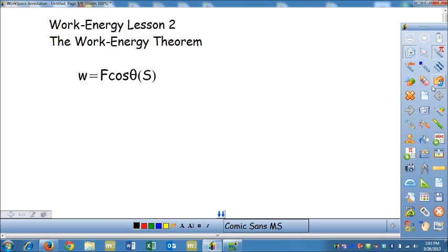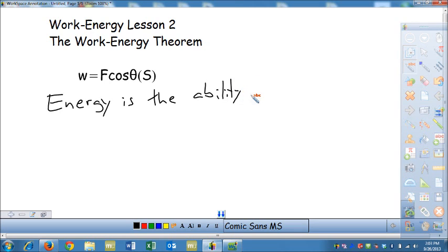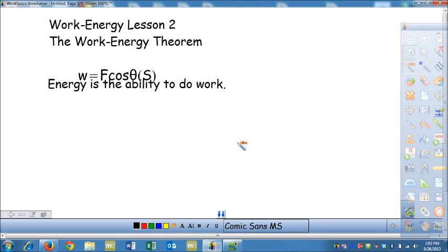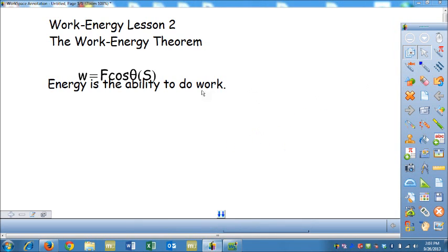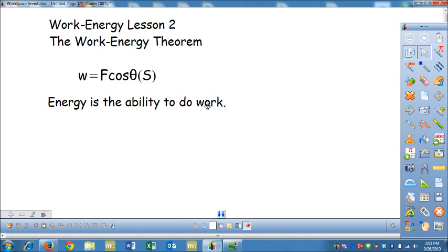I'll just write here what you'll see as the definition of energy. Energy is the ability to do work. Okay, that's your standard energy definition. It's kind of funny because, in fact, it seems like energy comes from work, not the other way around. But in fact, if something has energy, then it can do work.